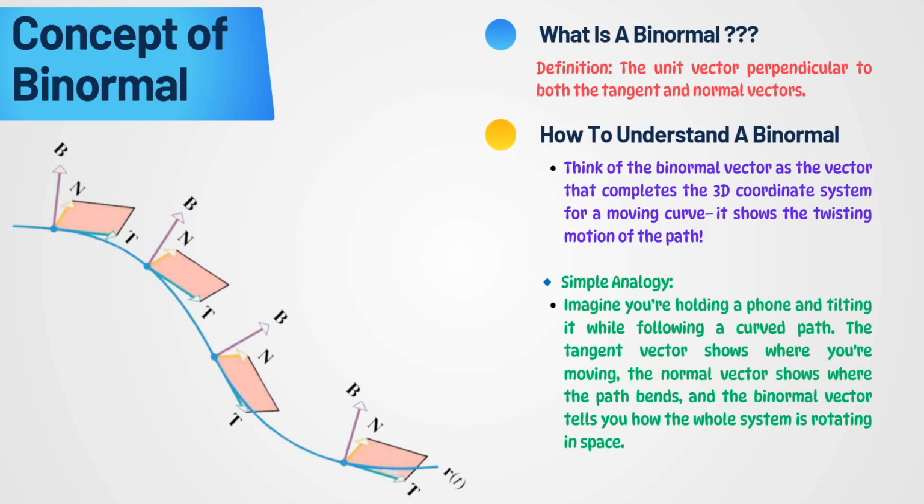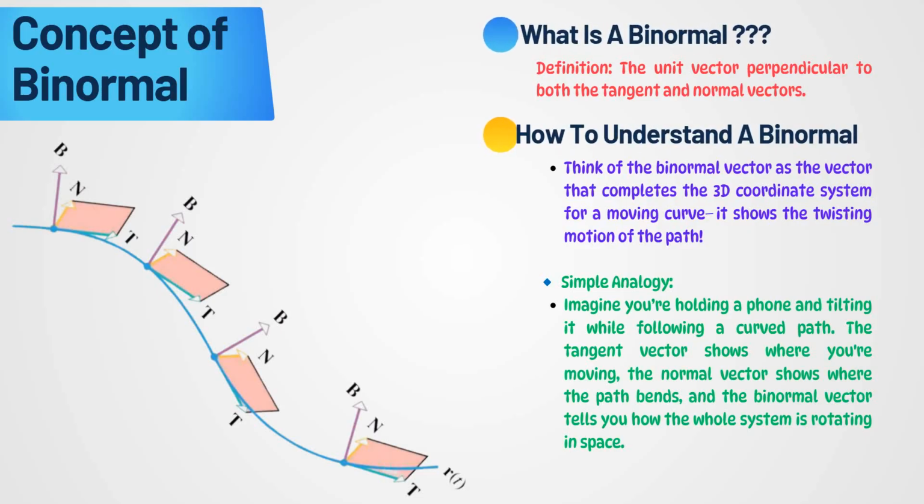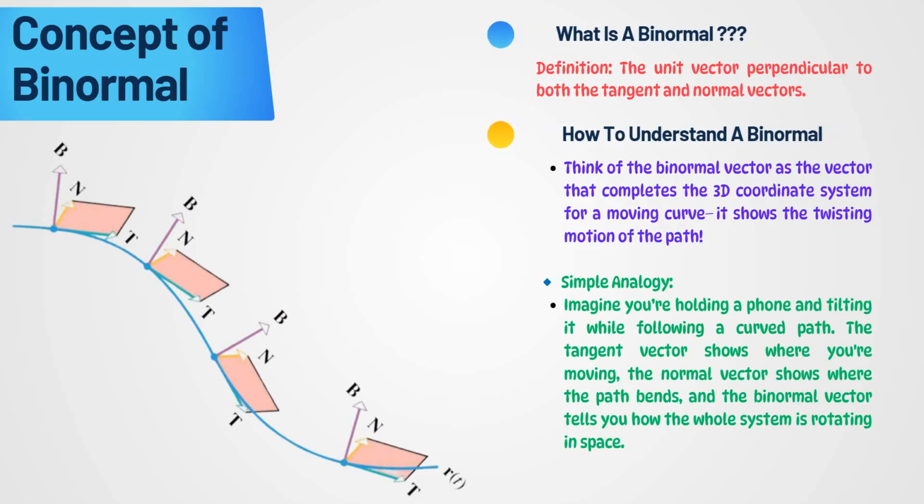How to understand a binormal? Think of the binormal vector as the vector that completes the 3D coordinate system for a moving curve. It shows the twisting motion of the path.